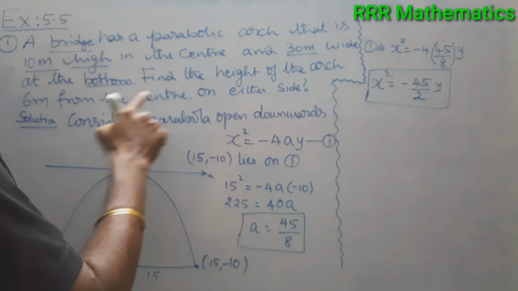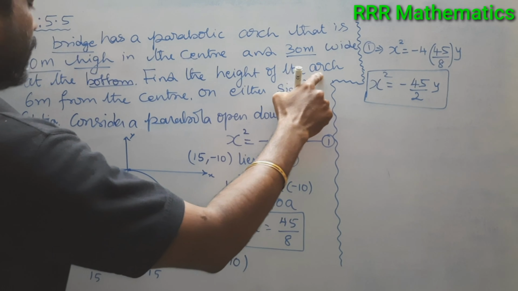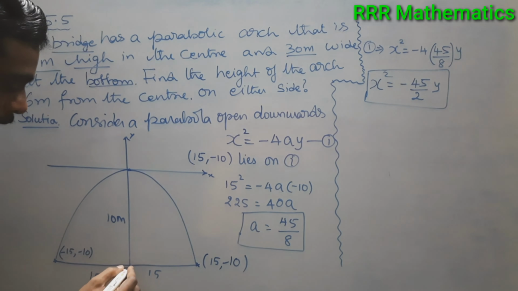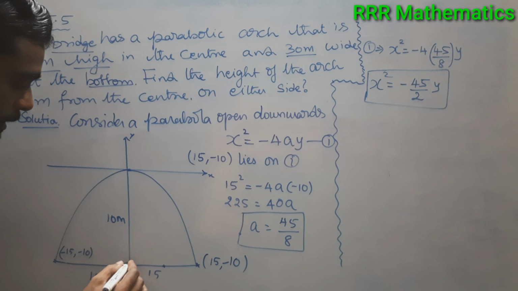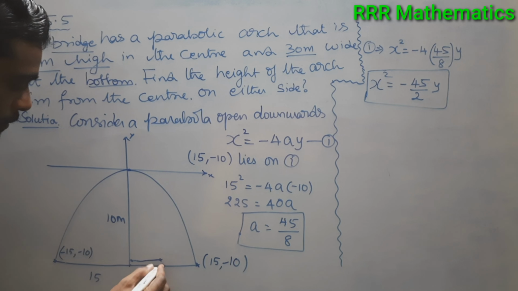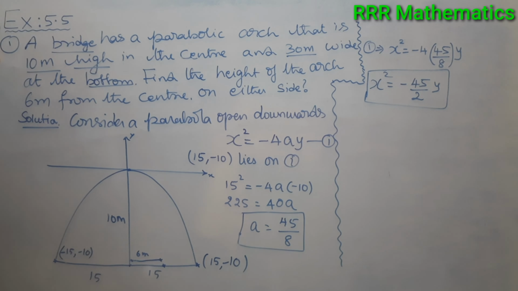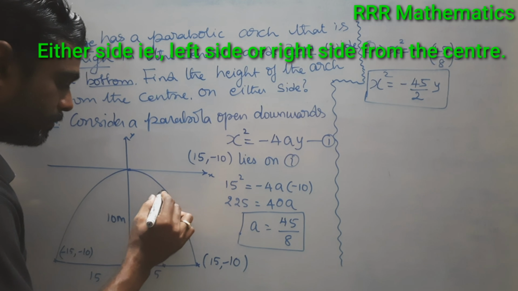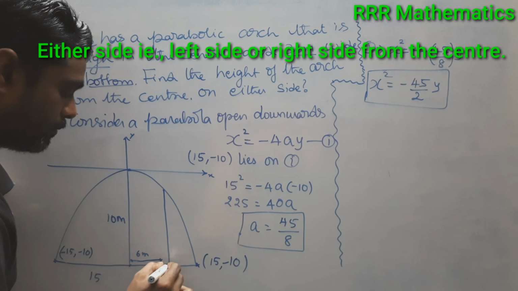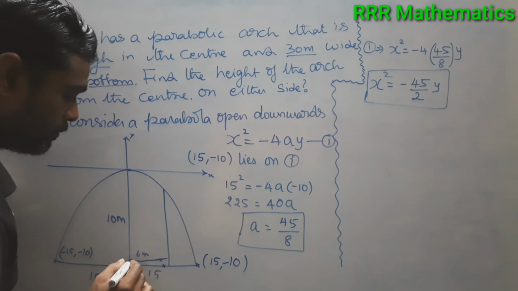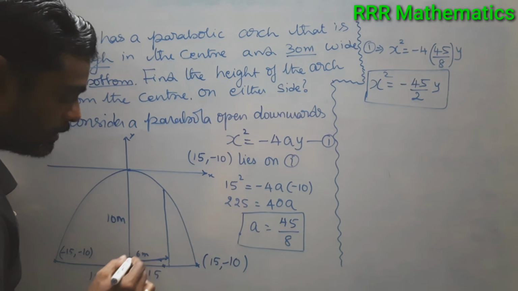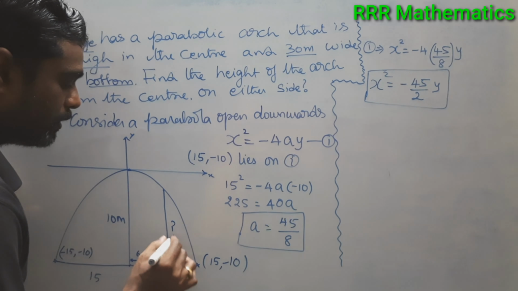Now, come to the point. Find the height of the arc. You want to find out the height of the arc 6 meter from the center. This is the center. From here 6 meter. I'll take this distance as 6 meter on either side, and find the height. This is 6 meter and this is the height you wanted to calculate.